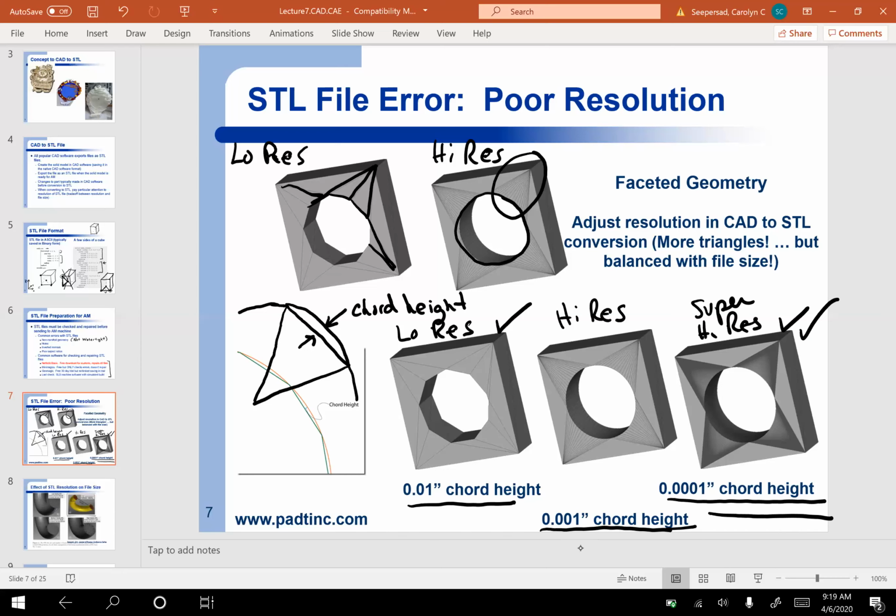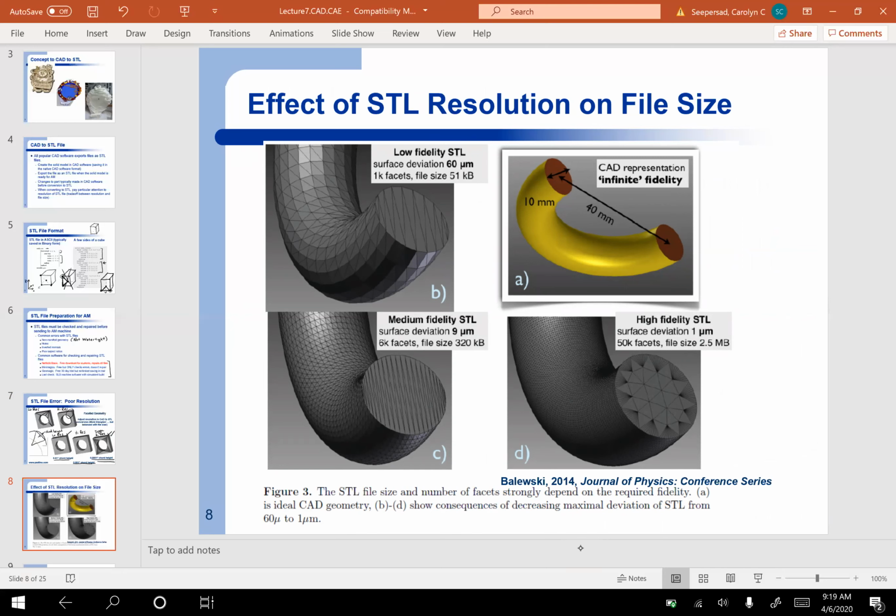So here's just a simple part. You can see this looks like a curved pipe, or maybe this would be a flow channel inside of a three-dimensional part. And here what this particular author has done is converted that flow channel into an STL file. So up here we've got the CAD representation. Here we've got a low fidelity STL file. And you can see a 60 micron surface deviation, which is already quite good. That's 0.06 millimeters, so that's already really quite fine compared to what most of our additive manufacturing machines can fabricate. We've got, in this case, 1,000 facets and a file size of 51 kilobytes, right?